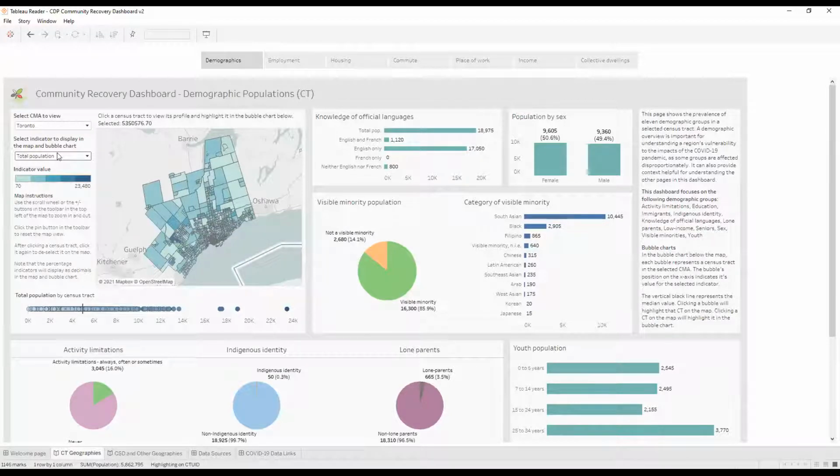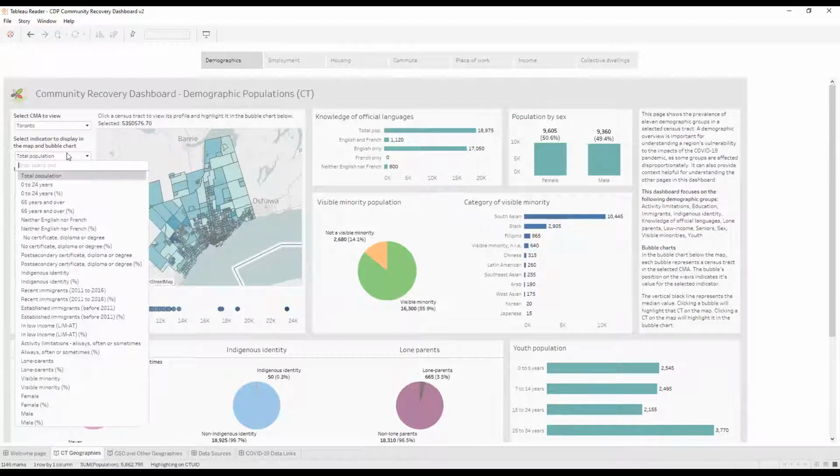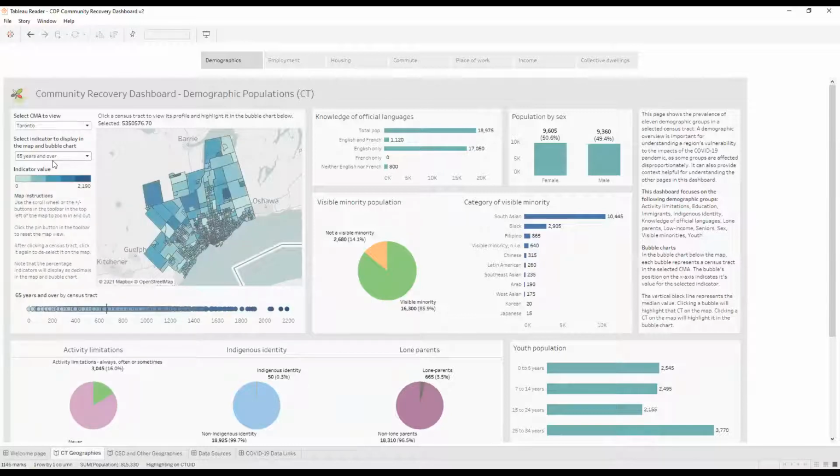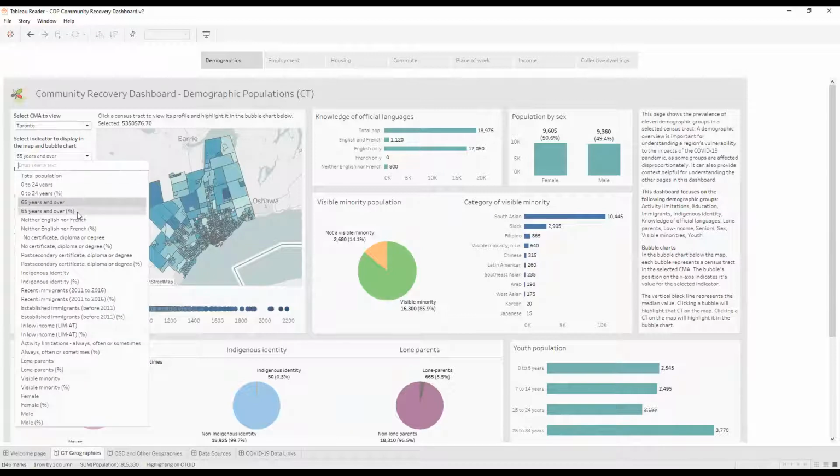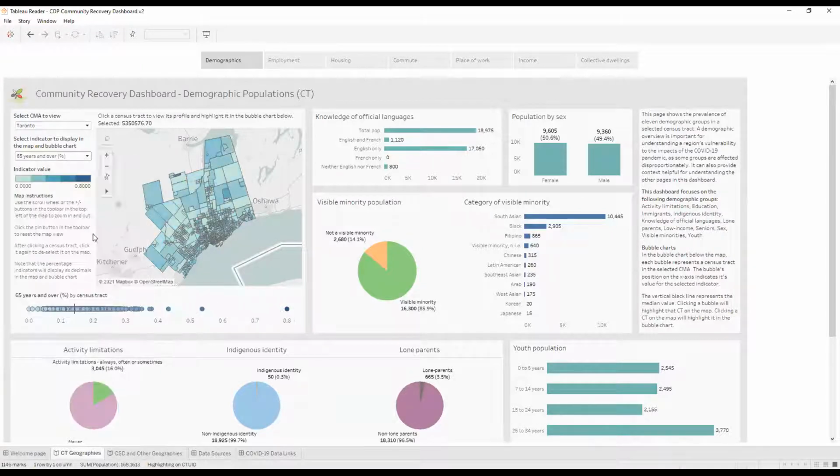And another big change is that you can now view percentage values on the map. So instead of just seeing the number of people in each census tract, for example, that is aged 65 years and over, you can see the percentage of the population in each census tract that is in that age group. So it makes it a lot easier to compare between geographies.